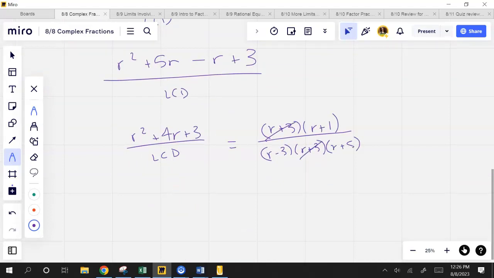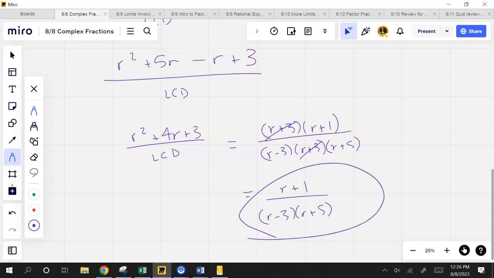Now I can start canceling. So I end up with R plus 1 over R minus 3, R plus 5. And I stop.